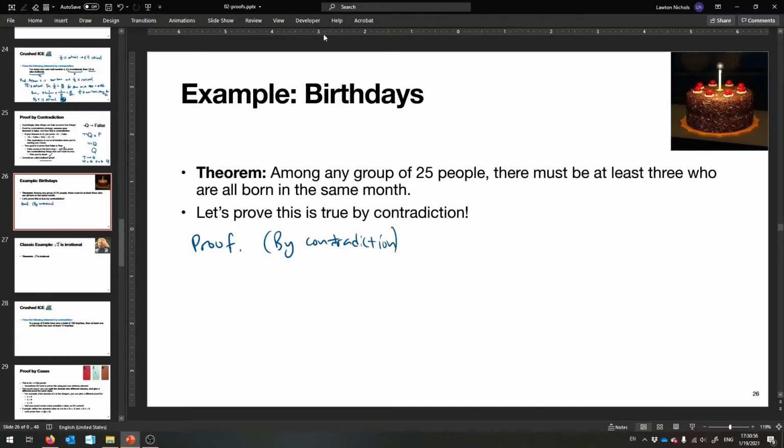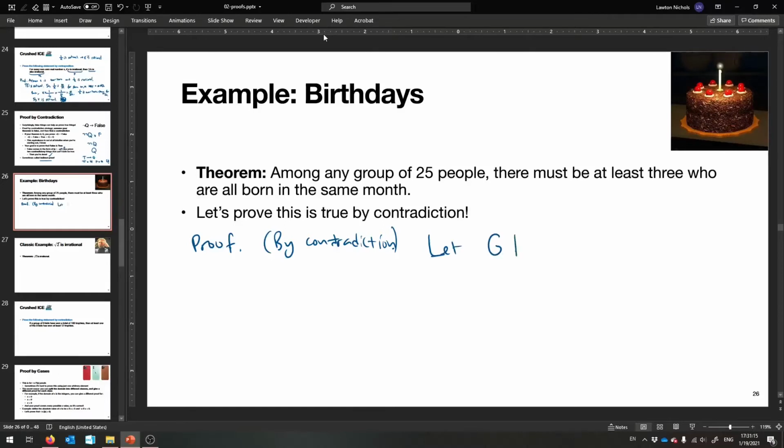And then you get started. You say, okay, assume this entire statement was a lie, and then we're going to derive false. We're going to prove a contradiction occurs. Okay, so among a group of 25 people, there must be at least 3 who are all born in the same month.